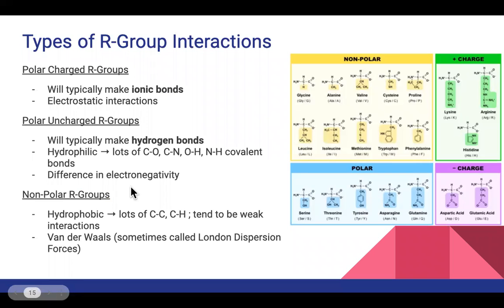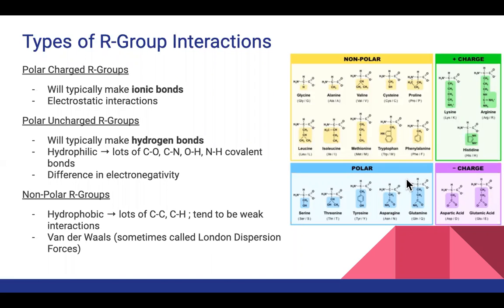Okay, so going into the types of R group interactions that Van was talking about a little earlier. You can have polar charged R groups, which are the green and the purple box, polar uncharged, which is the blue box, and then non-polar R groups, which is the yellow box. Going through one by one, the charged R groups are typically going to make ionic bonds. Think of it like they are permanently charged. This is different from what we were talking about a second ago with dipoles. These are always either permanently positive or permanently negative. And so those are ionic bonds.